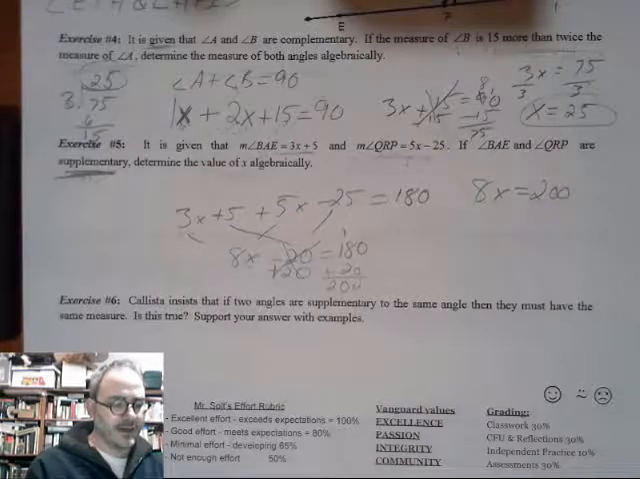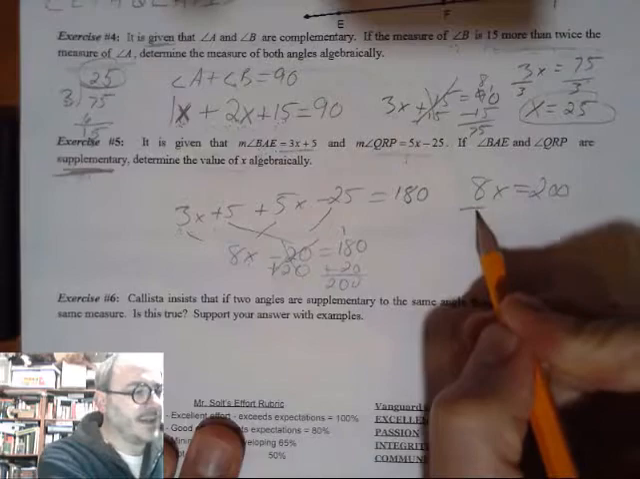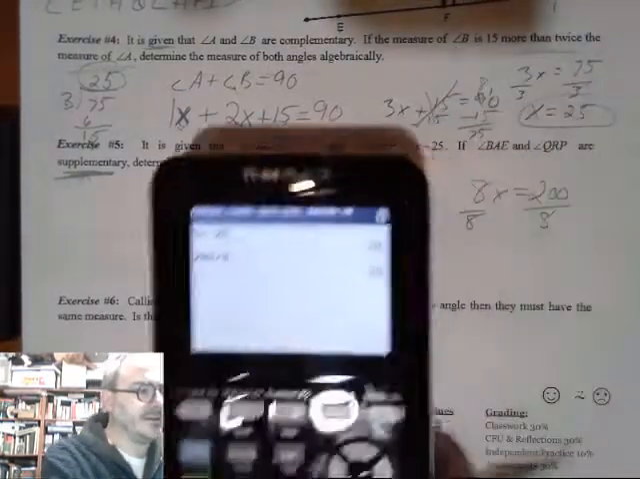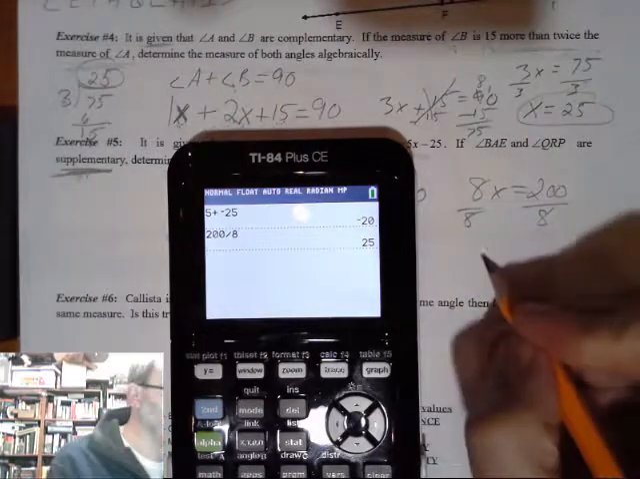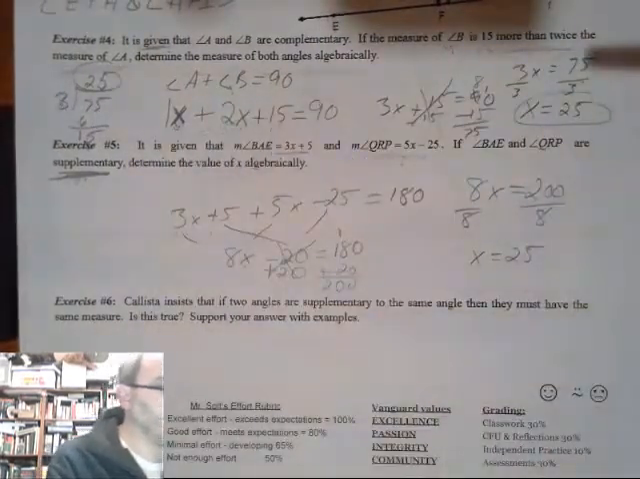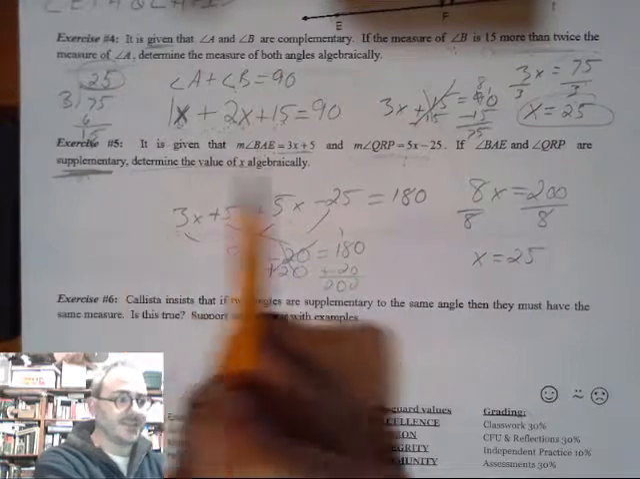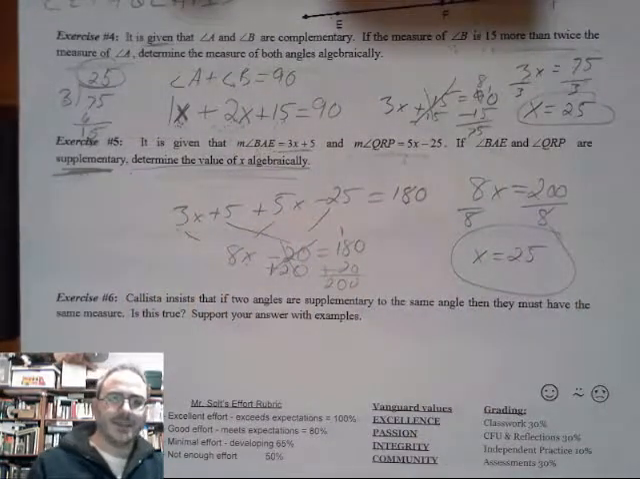What am I going to do next? I'm going to divide by 8 on both sides, right? Use your calculator. 200 divided by 8 gives you 25. x equals 25. So now we did it. This problem is asking us to determine the value of x algebraically. Boom. There's x determined algebraically. We're done.